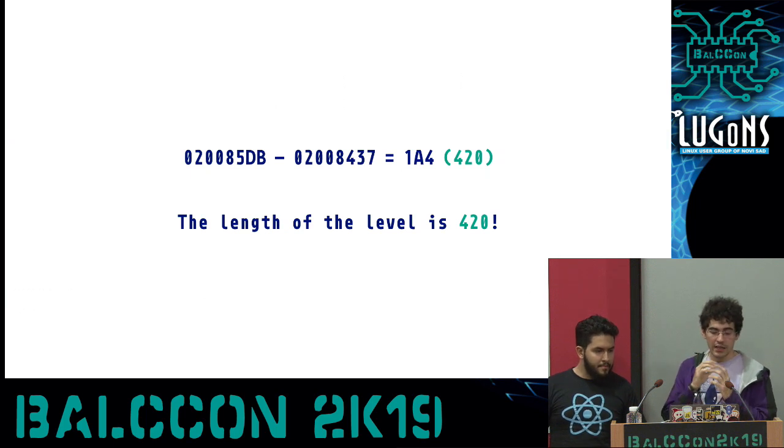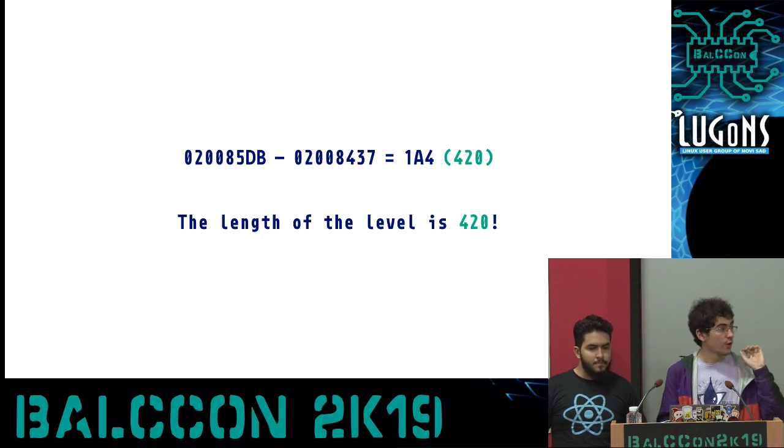Because we got the address of the tile A and B, we can subtract to get the length of the level. That is 420. And divide it with the entire size of the buffer. We get the height of the level. Nice. Now we can plot it, right?